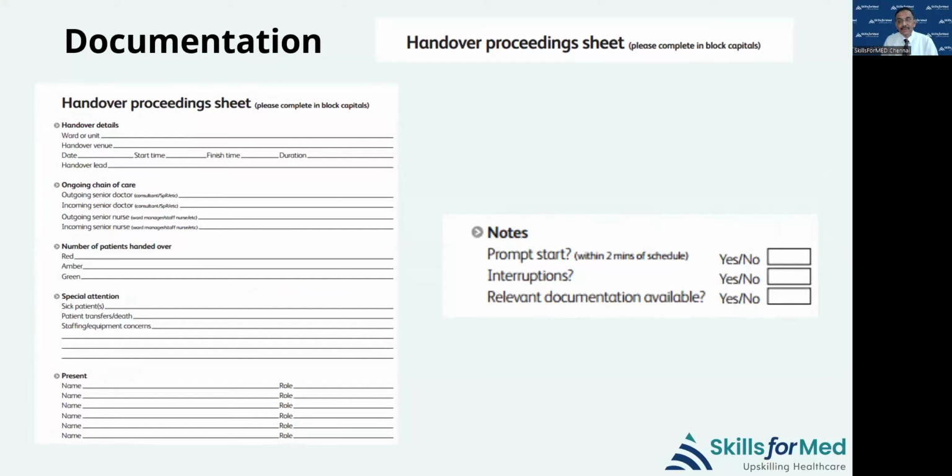And then the relevant documentation when you are handing over, the notes and everything or investigations: was it available or some of it is missing? You've got to say yes or no. Very simple audit, but at least these things get audited. So this is the documentation part of it.